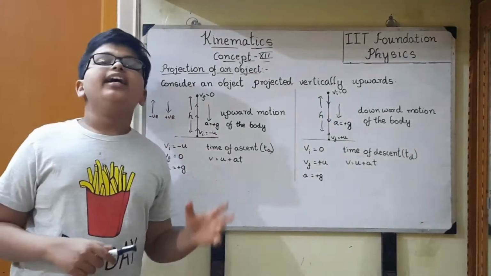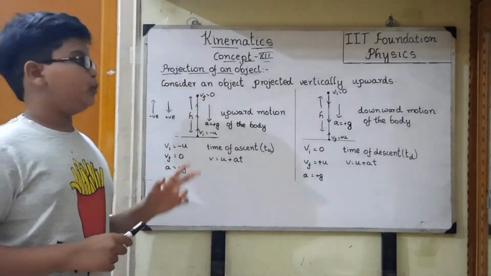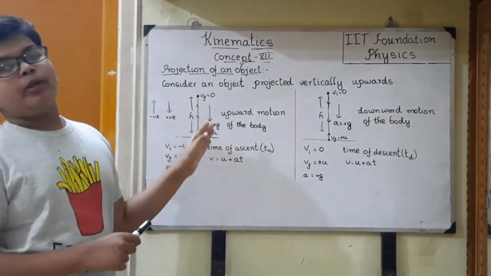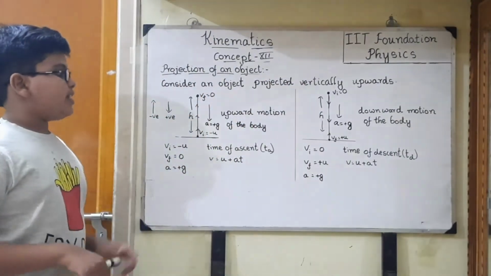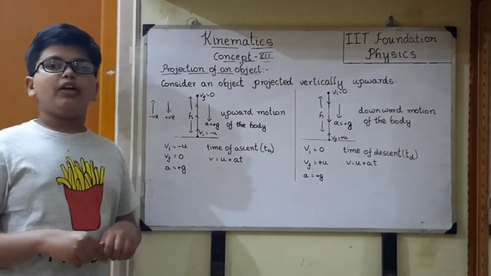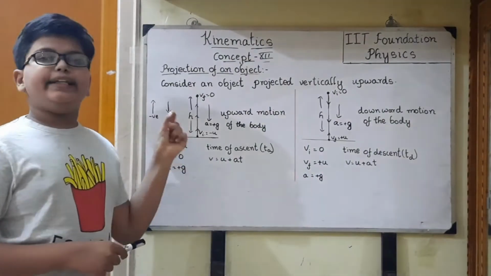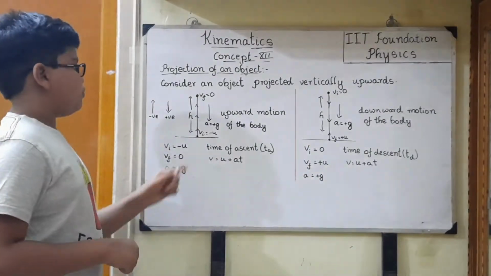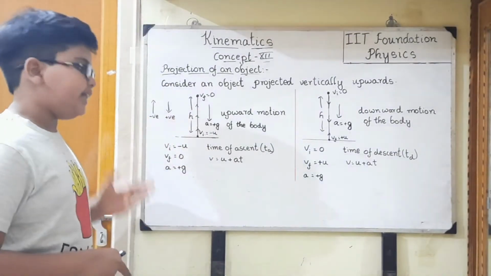When the body has been projected vertically upwards, there are two motions: the upward motion of the body and the downward motion of the body, right? So let's see the upward motion of the body first. We give some velocity to the body and it will move upwards. So it is the initial velocity of the body. V initial is equal to, let's say, u meters per second.